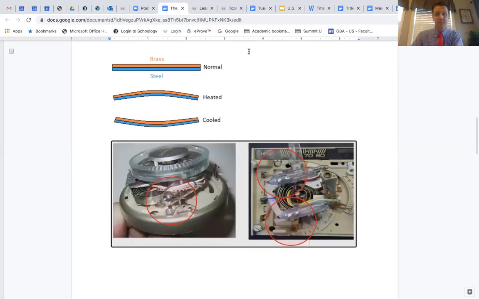But a bimetallic strip has two different metals that are fused to each other. Typically, it's brass and steel. And so you can see two different colors on this, the brass and steel fused together. And if you heat it, they expand at different rates.